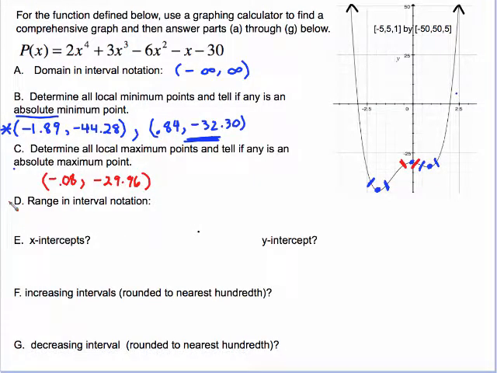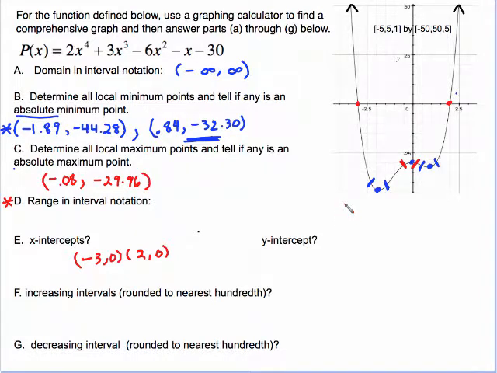I'm going to answer the range when I get to another screen. We can do the x-intercepts and the y-intercept on this screen. The x-intercept is just where the curve crosses the x-axis, and you can see from the graph that the one over here is (-3, 0), and the one on this side is (2, 0). Now I just eyeballed that looking at the graph. You can use your graphing calculator and double check that those really are your x-intercepts by looking at your table.